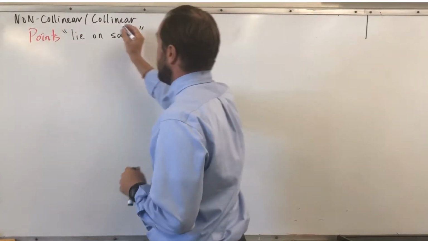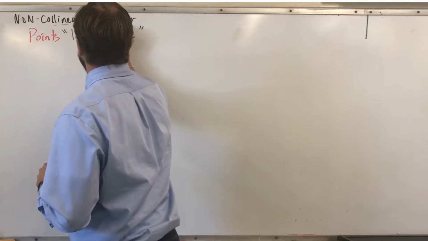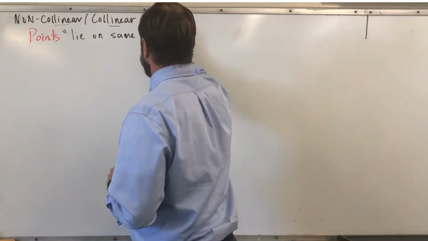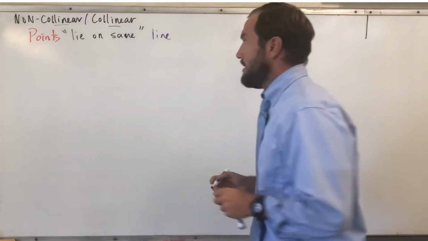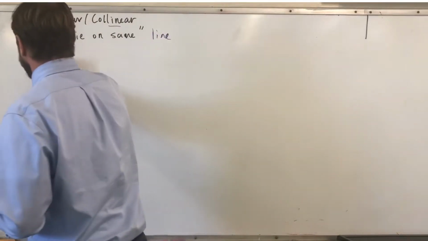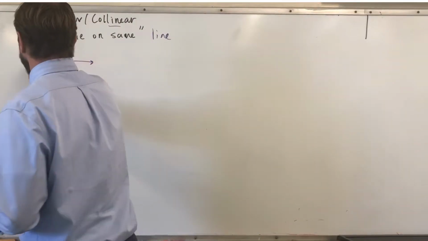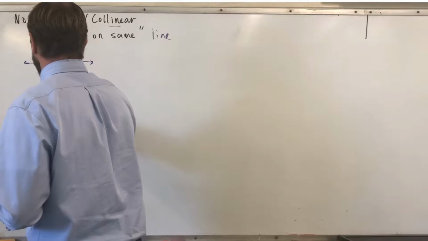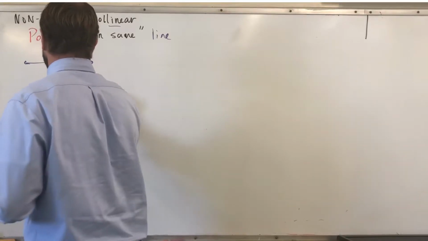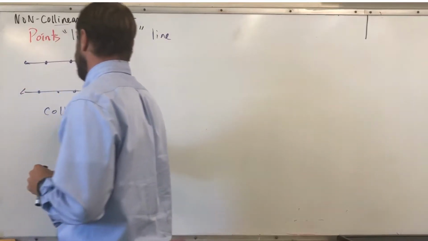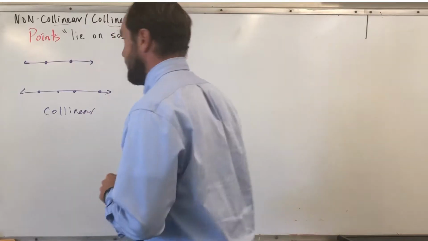Points lie on the same. Now, if you see here, that word line is right in there: points on the same line. And that could be a combination of 2 points or many points. And we're going to say these are collinear.